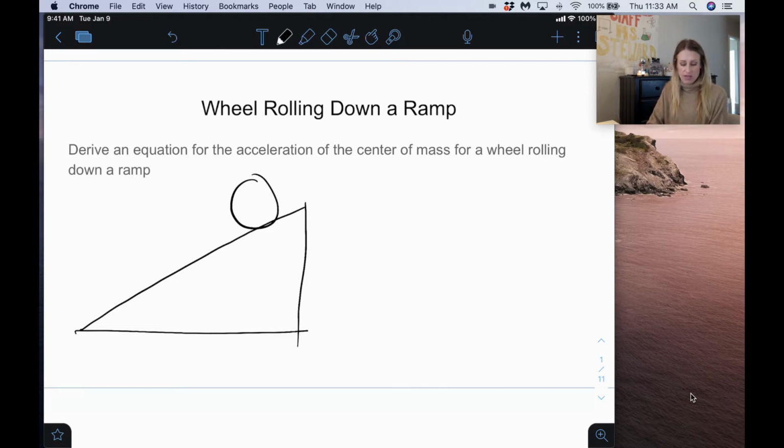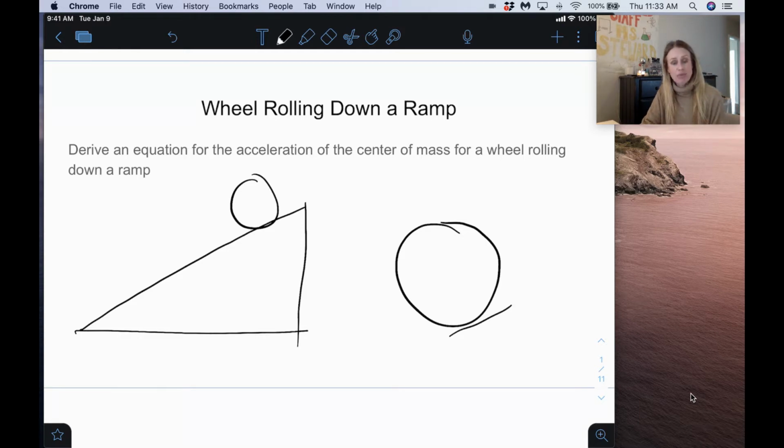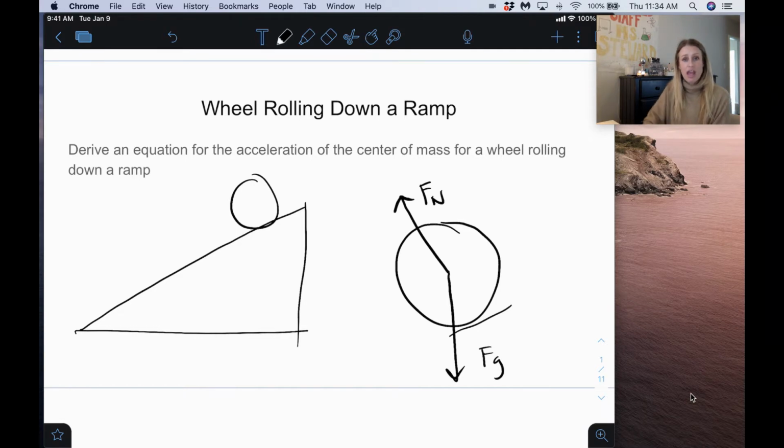The first thing we have to do here is draw a free body diagram of that object. If I zoom in on the object here, here's where it's touching that ramp. I have the normal force going straight up, force normal. Of course, I have the force of gravity going straight down towards the center of the earth. And then the force of friction is going to be acting at the point where it's contacting this object. So we have to ask ourselves, what direction is that force of friction going to be?